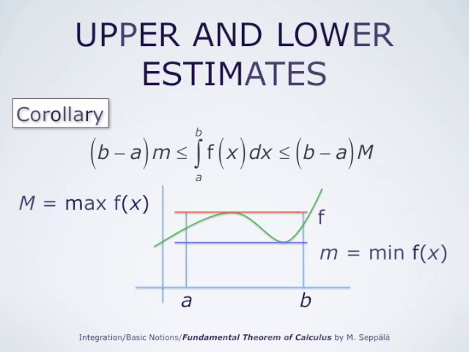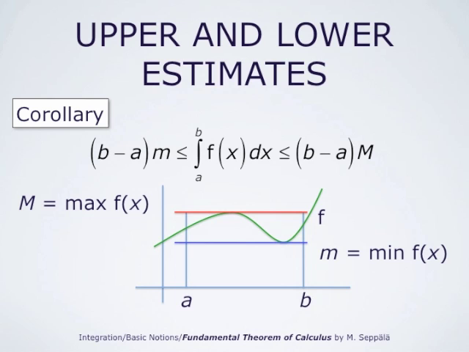A corollary of this is that if capital M is the maximum value of the function f on the interval from a to b, and small m is the minimum value, then the integral from a to b f of x dx is bounded from the above by the integral of this constant capital M over the interval from a to b, and that integral can easily be computed. It is b minus a times capital M. And it is bounded from below by b minus a times small m.